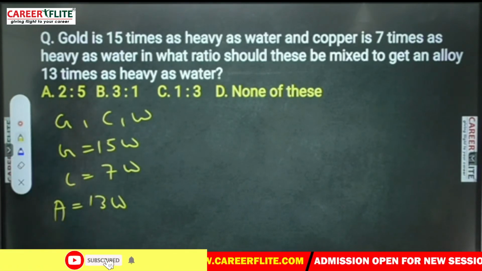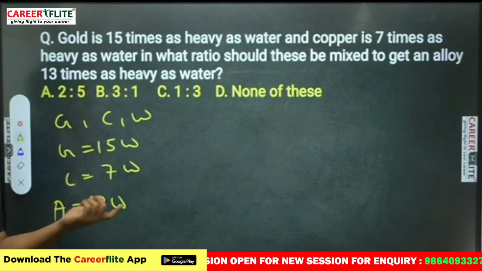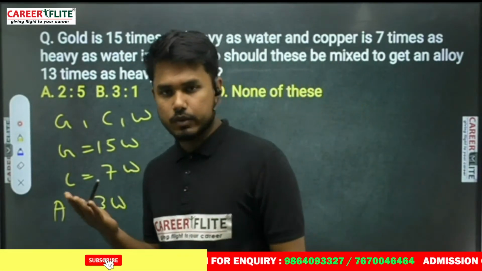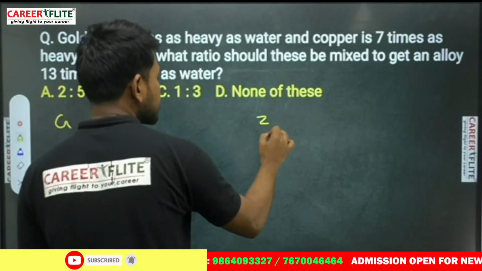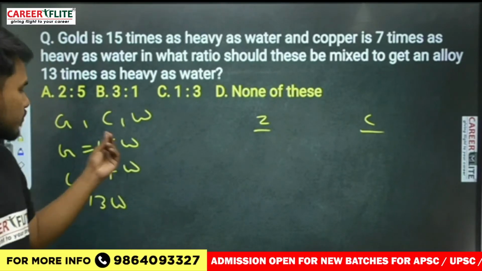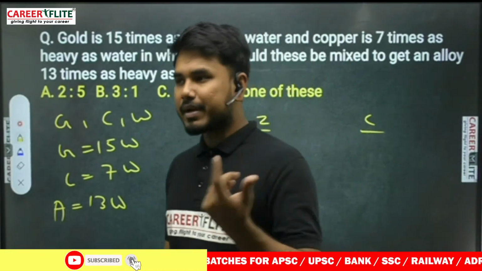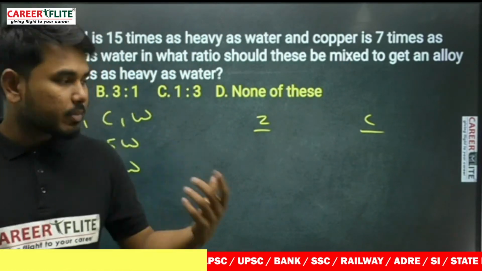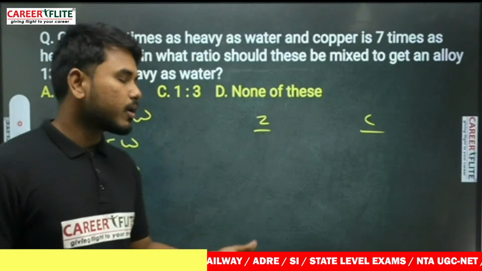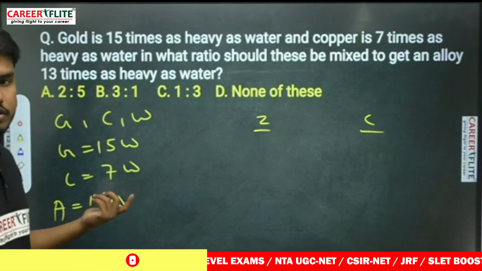So if we remove the water, gold is 15, copper is 17 and the alloy is 13. So we use this method called mixture and alligation. We have zinc and copper. We'll mix them to form one alloy, because if we mix water and zinc, it won't be an alloy, because water is not a metal. An alloy is a mixture of two or more metals. So if we mix zinc and copper, then only it will form an alloy. If we mix zinc and water or copper and water, it won't form an alloy.